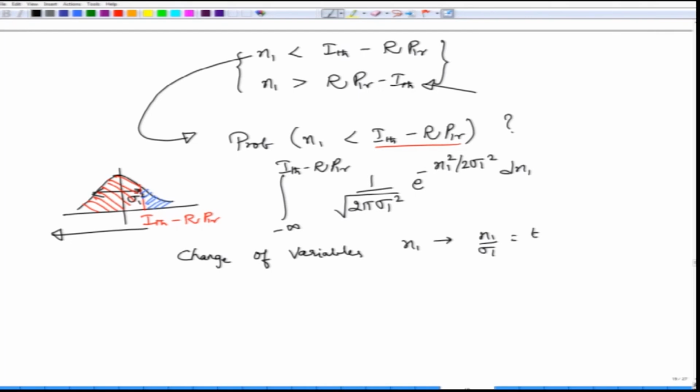You do all this simplification and you will see that this is simply 1 minus Q of (R P1R minus I_TH) divided by sigma 1. So, in terms of the Q function, this is what you are going to get, okay. This of course makes sense, right, because this one is R P1R minus I_TH divided by sigma 1, okay, and from that area 1 minus of that is what you are going to get as the area under the other portion. So, you have to do this one a little carefully to see that this expression is all right, okay.